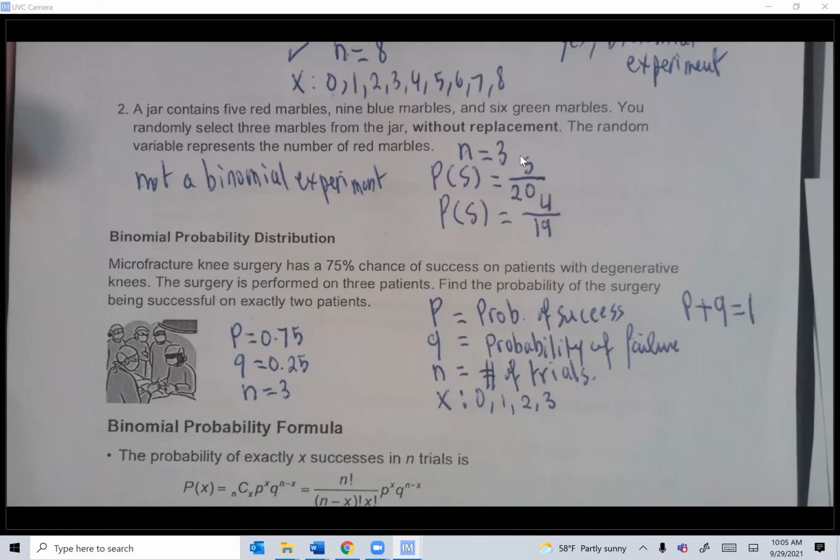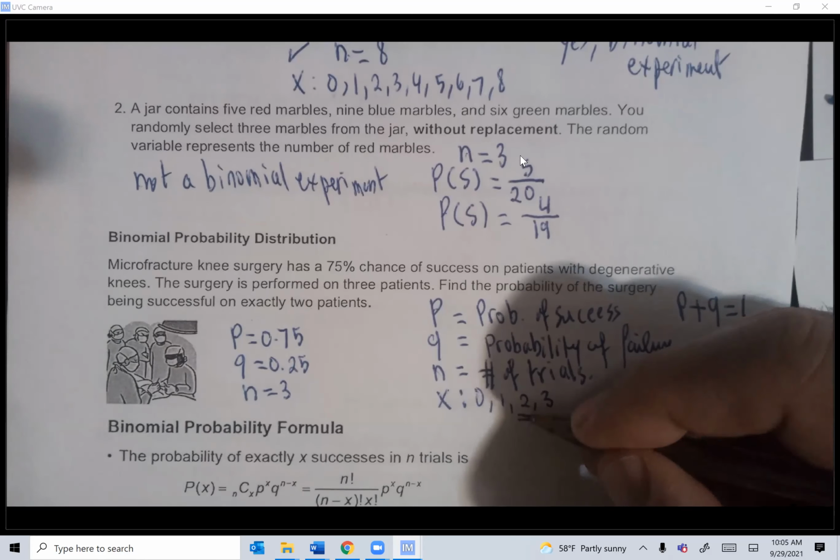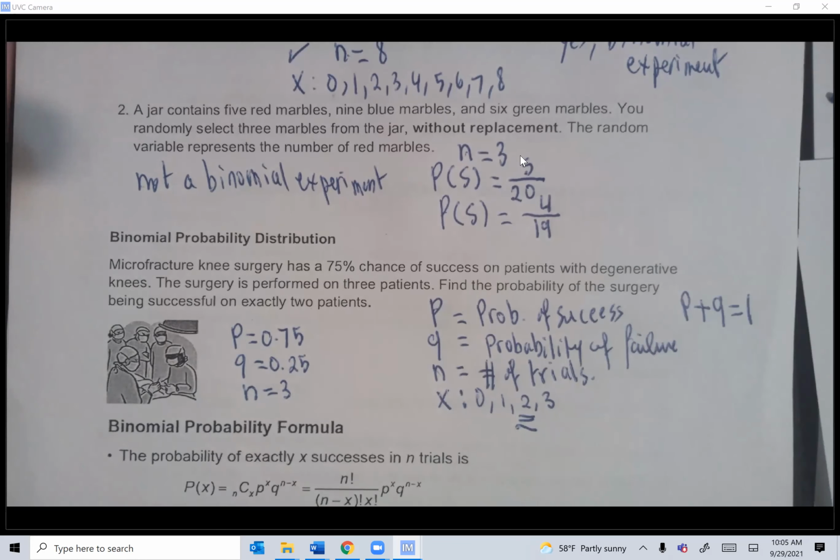And let's see what the question is. Find the probability that the surgery is successful on exactly 2 patients. So he wants the probability of success on 2 patients right here. X equals 2. So he wants the probability of X equals 2, guys.